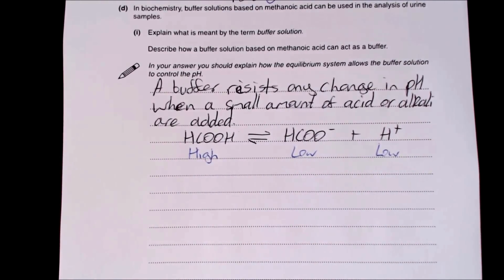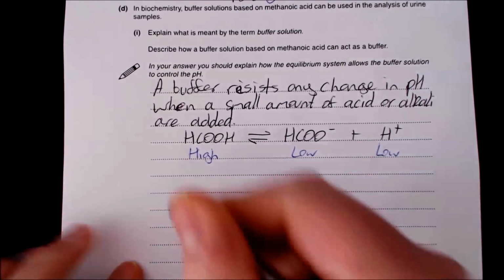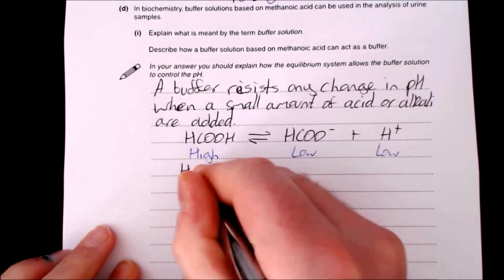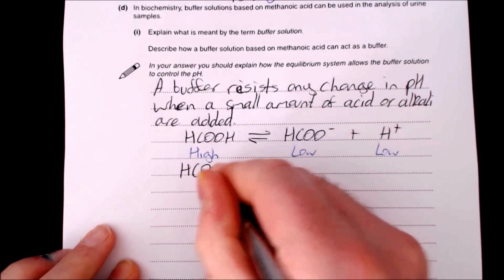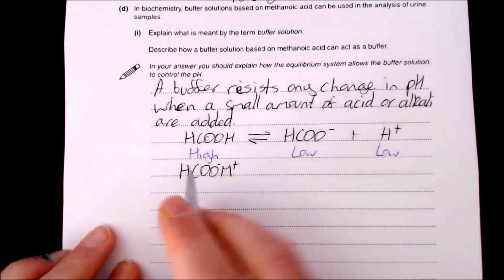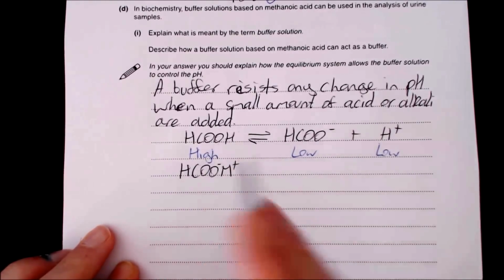Now, the salt that we make is pretty straightforward. It's just the salt of this. The salt would normally be a group 1 metal or something like that. I'm just going to put M to represent our salt. So it's the salt of this acid here.